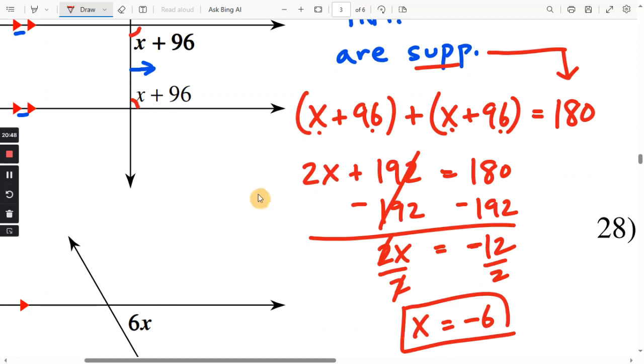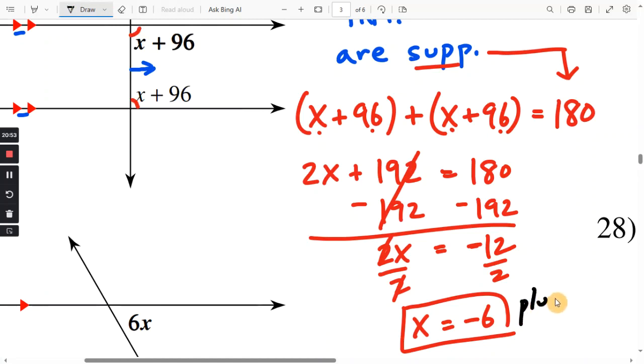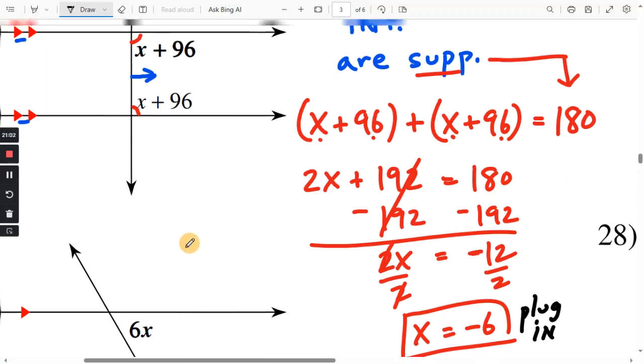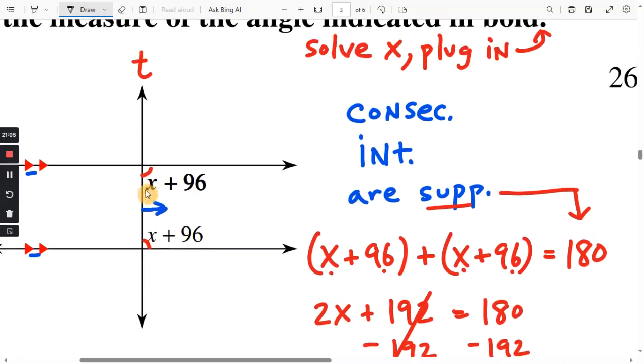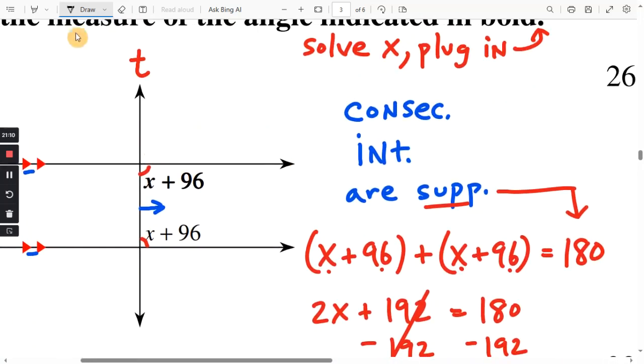Now, that's not the angle. That is just x. So you want to take that negative 6 and plug it in. So both of these angles are the same, but we wanted the one in boldface. So this is the one in boldface. So we're going to take the negative 6, and I'll do it in blue here, and plug it in place of x. So that gives us negative 6 plus 96. 96 minus 6 is just 90.